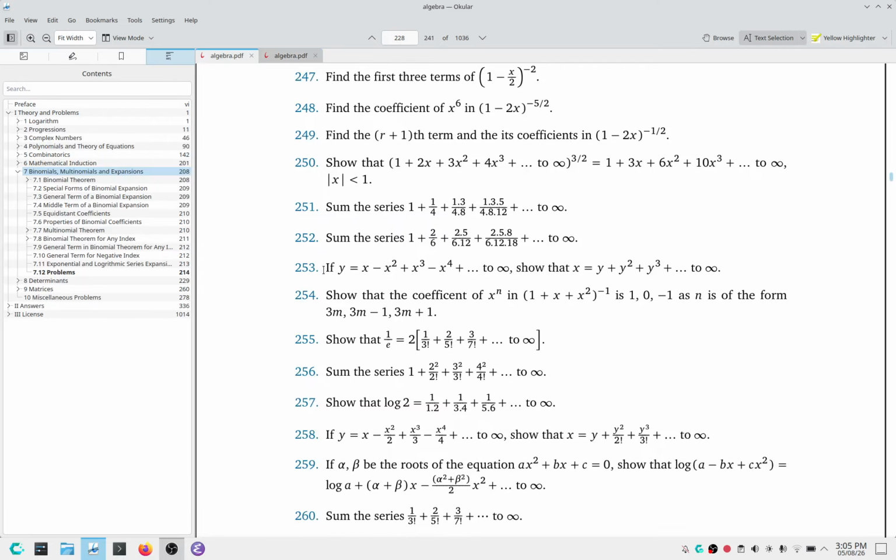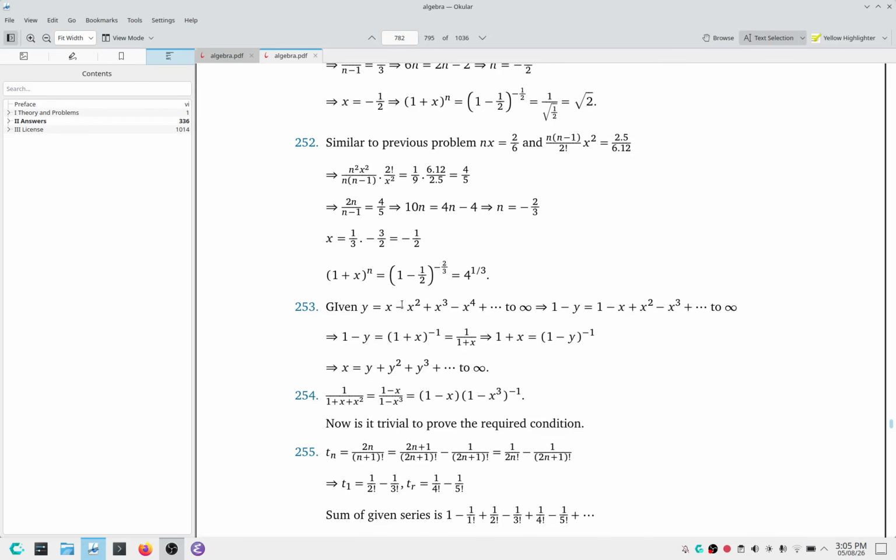Question 253 says that if y is equal to x minus x square plus x cube minus x to the power 4 up to infinity, show that x is equal to y plus y square plus y cube and so on up to infinity. So we are given this and we write that 1 minus y is equal to 1 minus x plus x square minus x cube and so on up to infinity, which is equal to (1 plus x) to the power minus 1, which implies 1 upon 1 plus x. So we have 1 plus x is equal to (1 minus y) to the power minus 1. So x is equal to y plus y square plus y cube and so on up to infinity.